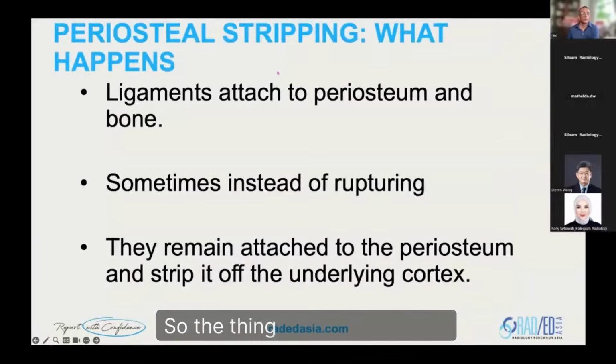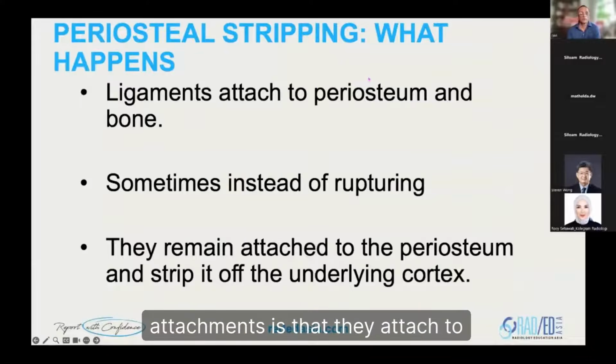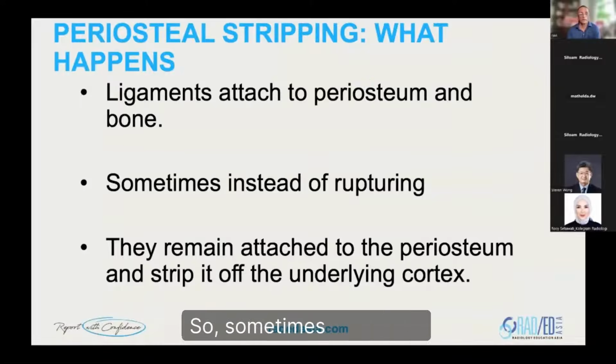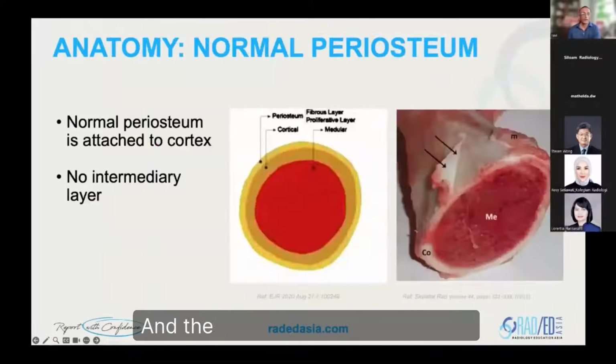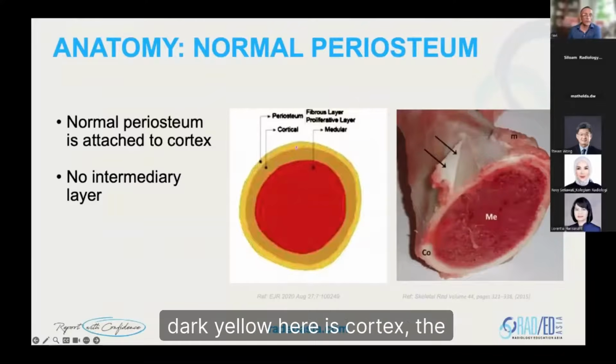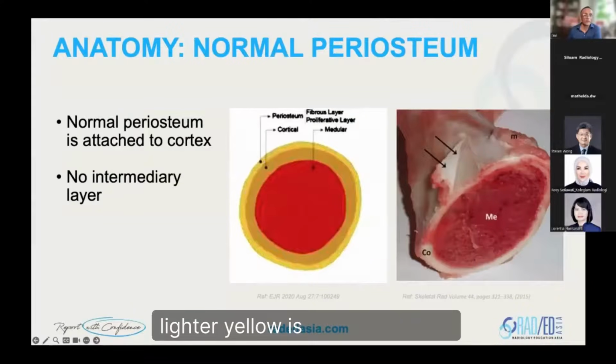The thing that happens with ligament attachments and also tendon attachments is that they attach to periosteum and bone. So sometimes instead of rupturing, the periosteum itself gets lifted off the cortex. That's called periosteal stripping. The way to understand that is if you look at this image here, the dark yellow is cortex, the lighter yellow is the periosteum, and there's no plane in between them. They're actually just sort of stuck together.